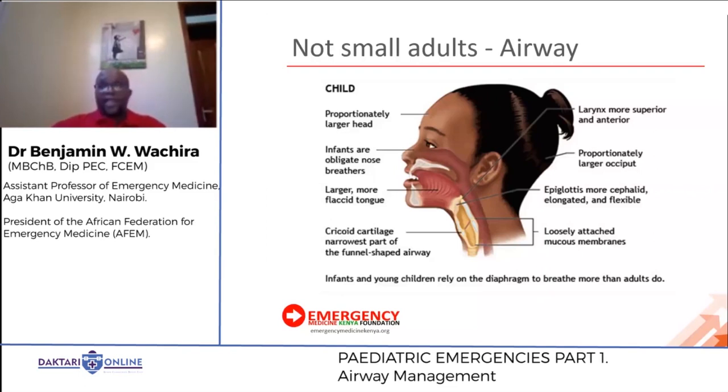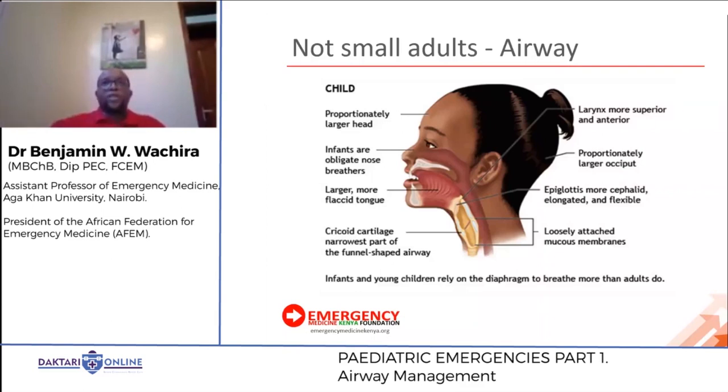So number one, they have big heads, okay? This becomes significant, especially when it comes to things like heat loss and head injuries, so they're more prone to more significant head injury, but also positioning. Because of the large part of the back there, the occiput, when they're lying flat, there's a tendency for them to flex forward. And this then causes their airway to be potentially obstructed.